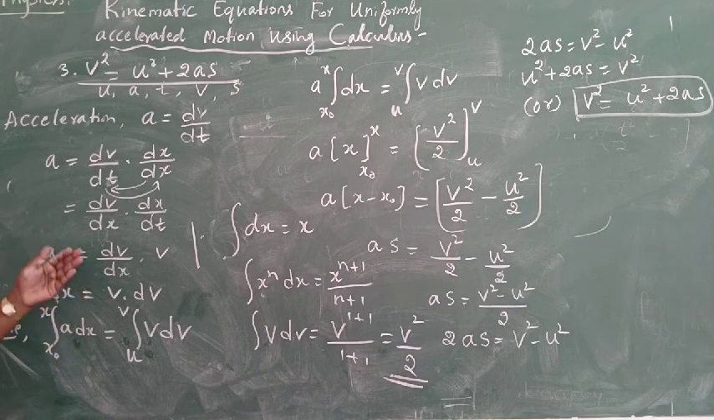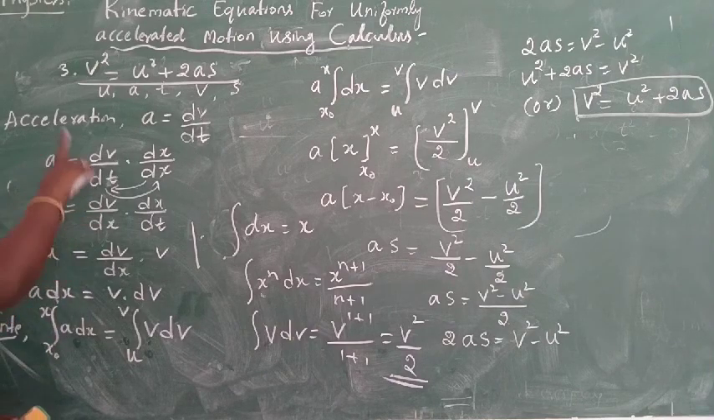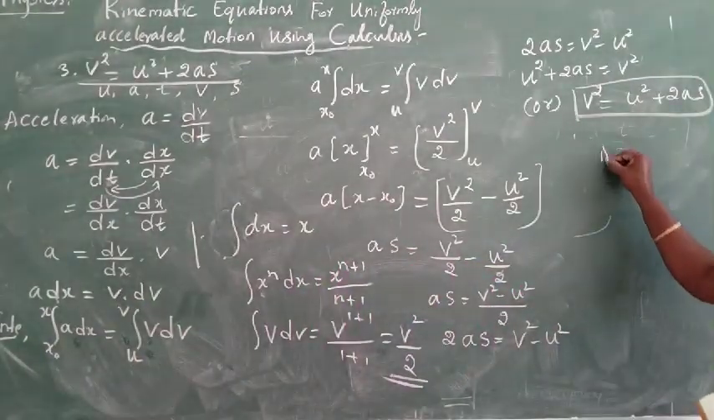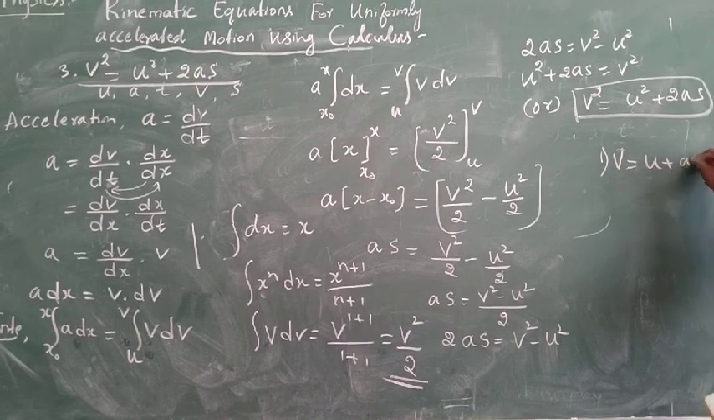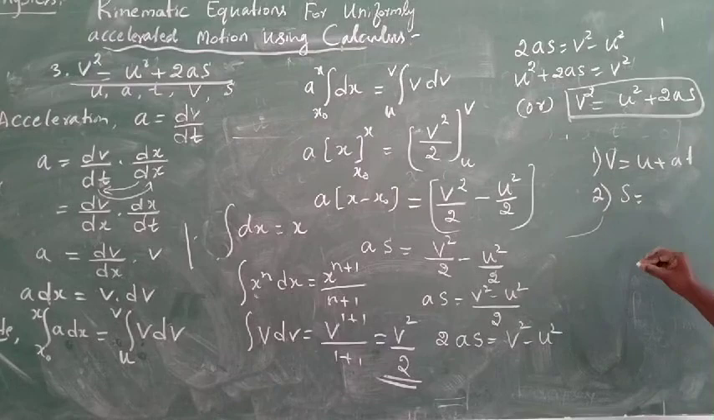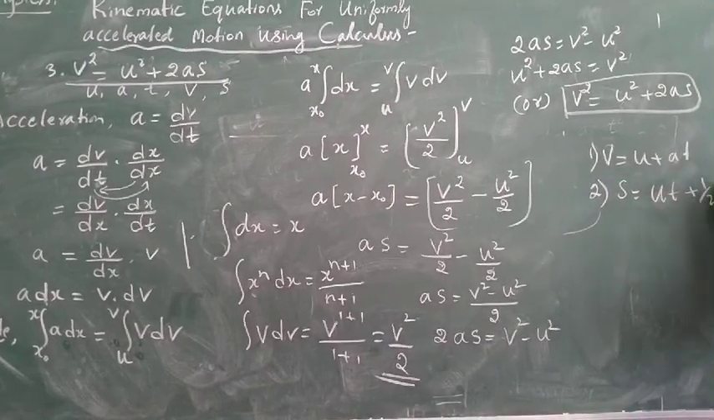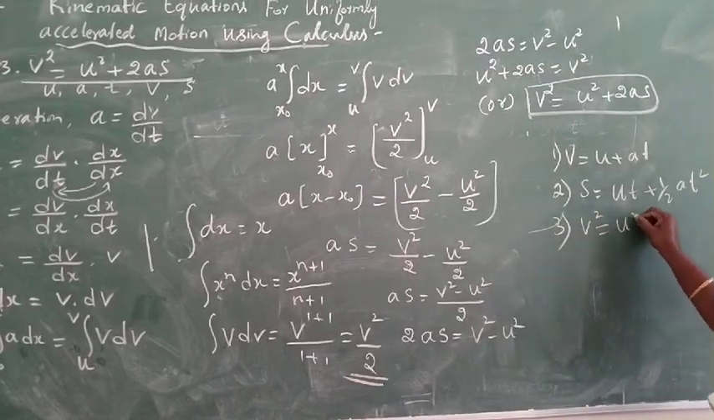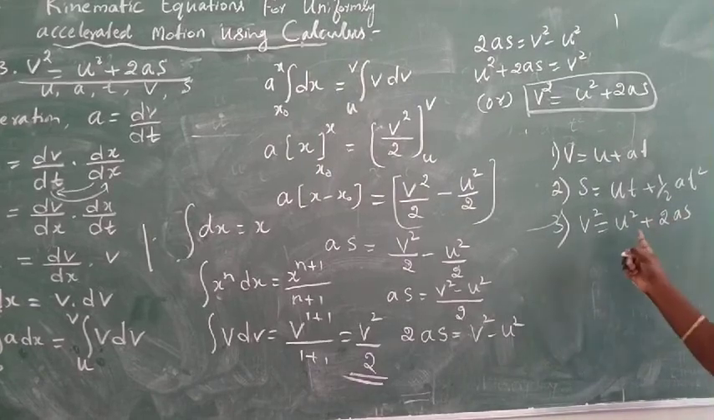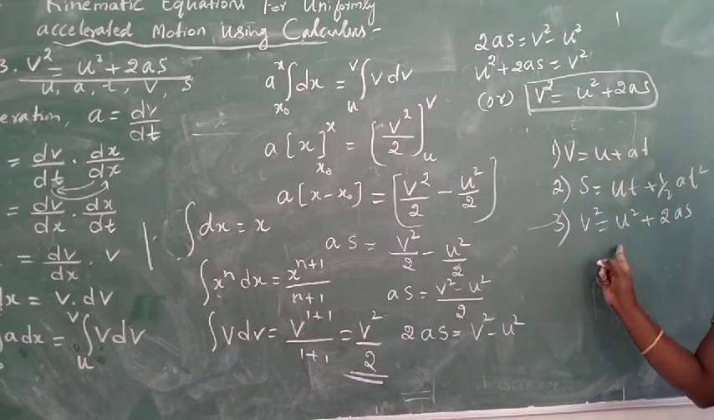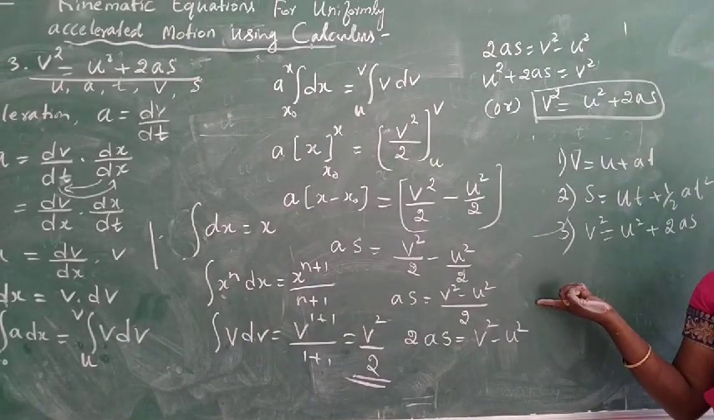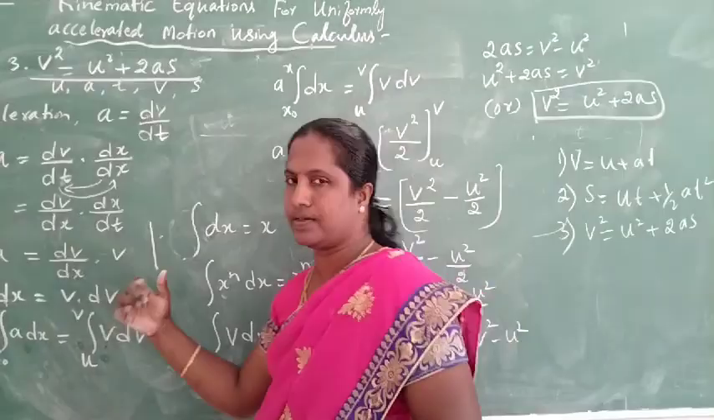So by using calculus also, we can derive the kinematic equations for uniformly accelerated motion, the three equations. What are those three important ones? One is v is equal to u plus at, the second one is s is equal to ut plus half at square, and the third one is v square is equal to u square plus 2as. So by both methods, using the velocity triangle as well as calculus, we can derive the equations. This third equation is very important.